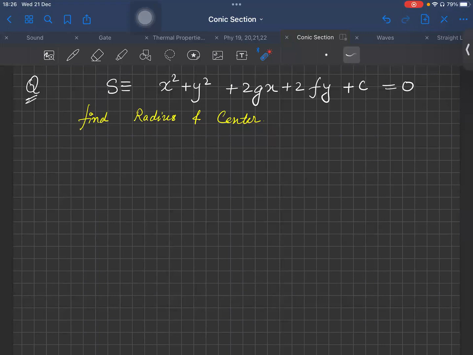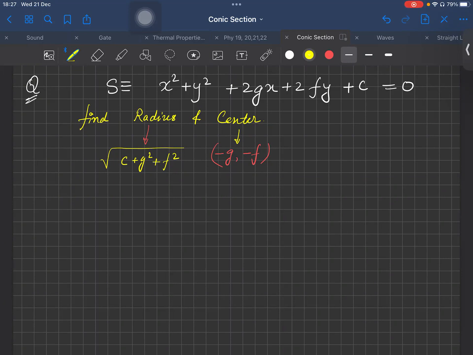Sir, center is minus g comma minus f, and radius will be root c or minus root c. Are you sure? Find out. Do it properly. So center is minus g comma f and radius is root of c plus g square plus f square. Okay. Anyone else got this? Sir, center is minus g comma f, not minus g, minus f, no? It is, sir, plus f. Okay. Let's see.